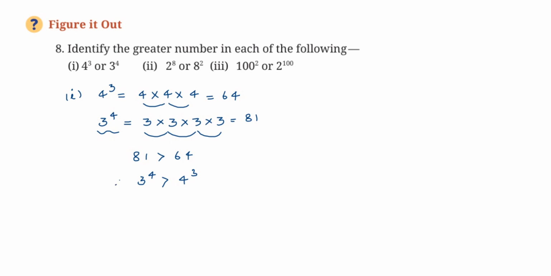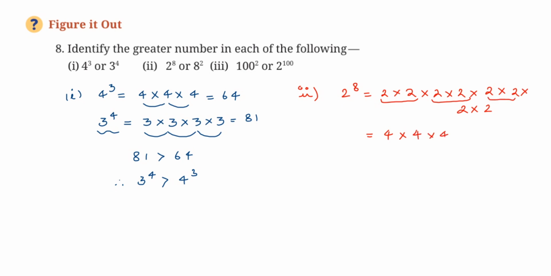Let's do the second one. We have 2 to the power 8. This means we have to multiply 2 by itself 8 times. So we'll write this 8 times. So let's multiply. So 2 times 2 is 4, 2 times 2 is 4, 2 times 2 is 4, and the last pair is also 4. Now it's like you're multiplying 4 by itself 4 times.